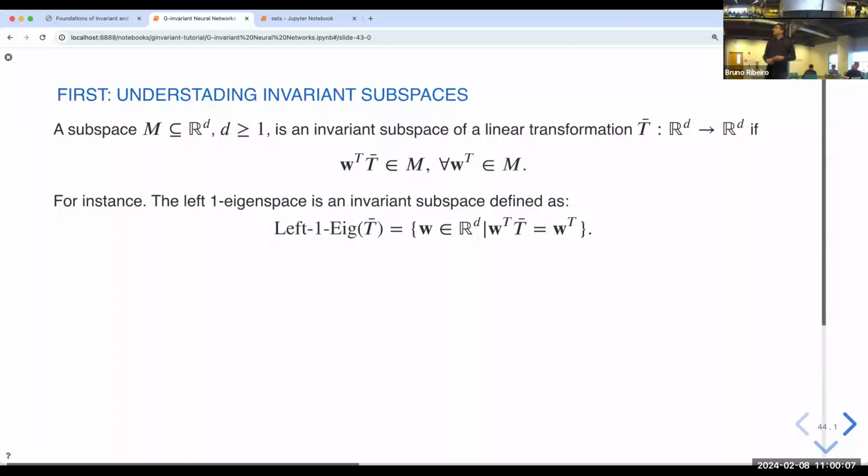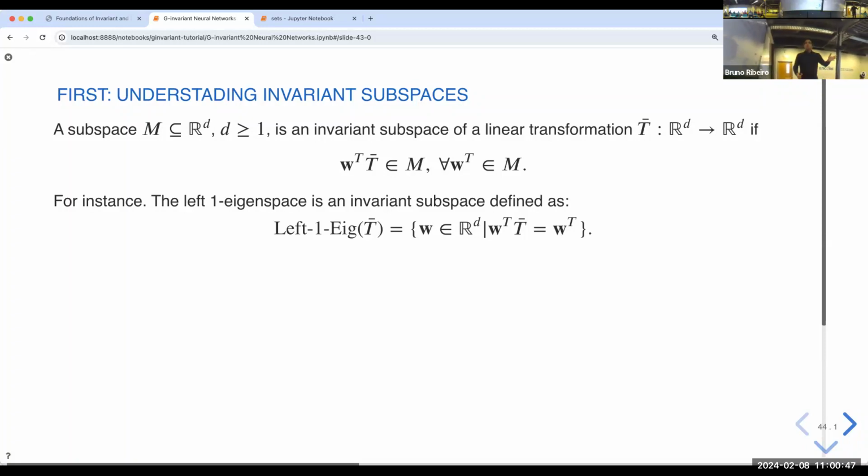Okay, so let's first understand the invariant subspaces. A subspace M in R^D is an invariant subspace of a linear transformation T bar if for any W matrix in this M, W T bar is also in M. Okay? Does that make sense? So if you think about the weights of your neural network, if they are in the invariant subspace, then if you multiply this by T bar, it's also in the invariant subspace.